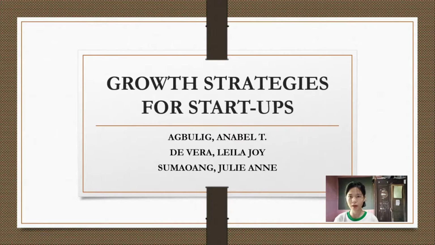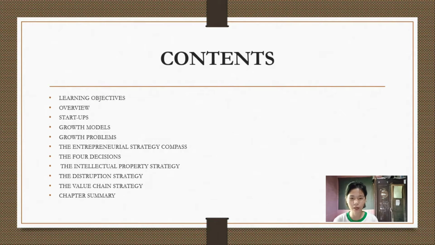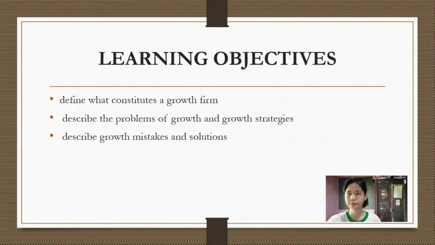And our topic is growth strategy for startup, and the table of contents are learning objectives, overview, startups, growth models, growth problems, the entrepreneurial strategy compass, the four decisions, the intellectual property strategy, and the disruption strategy, the value chain strategy, and the last is chapter summary.